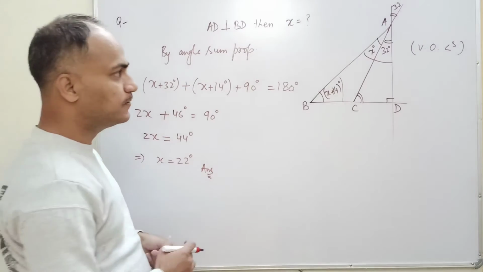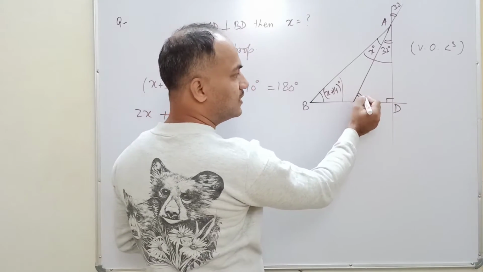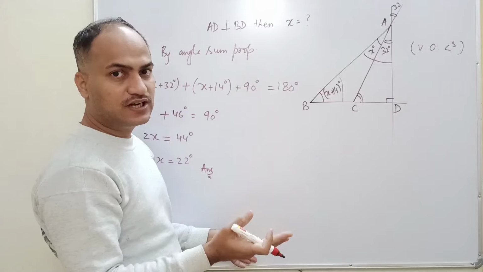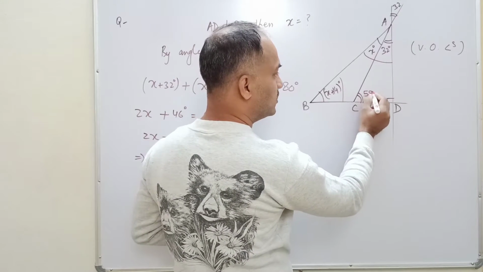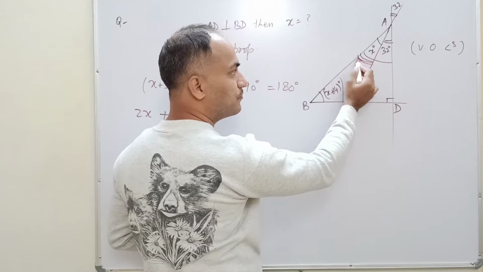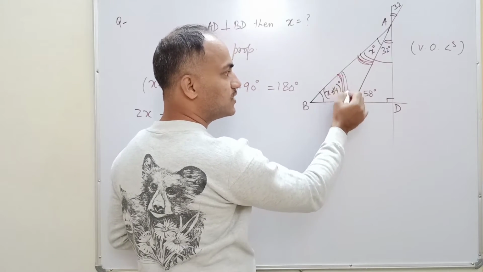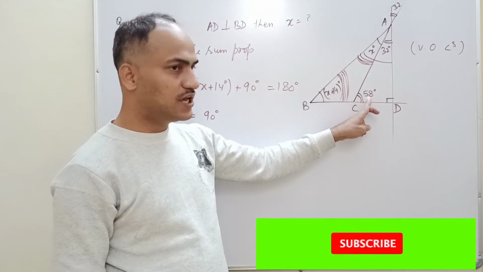We can also do one thing, that using the angle sum property we can find this angle. This is the second method I am discussing. So if this is 32, this will be 58 degrees. Okay, so now we see that these two angles are what? Interior opposite angles, and this one is the exterior angle.